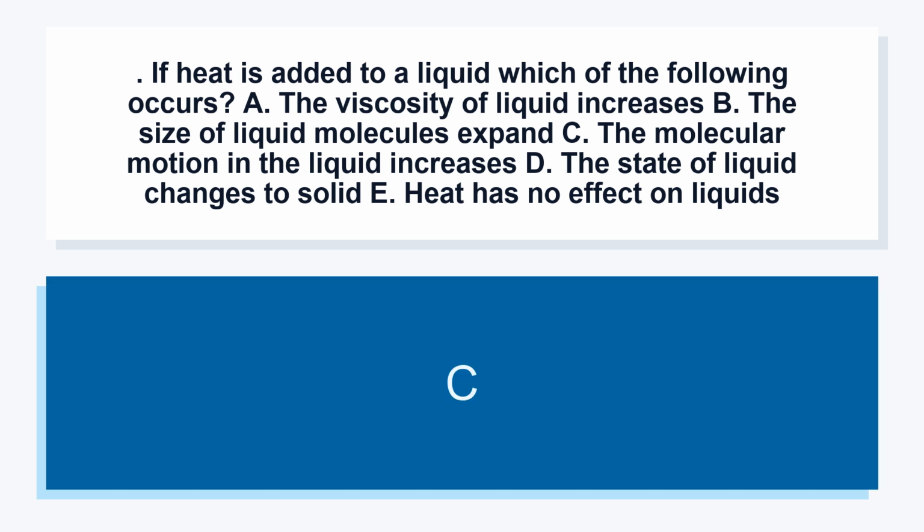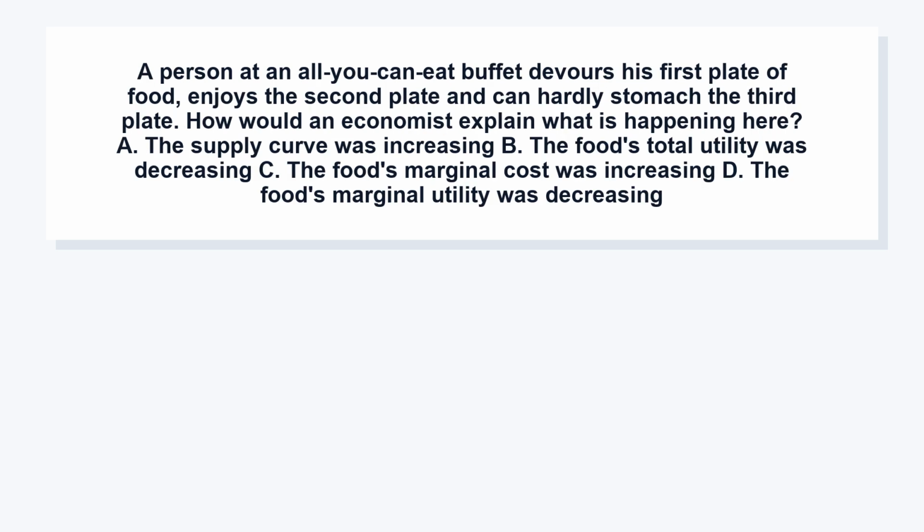C. A person at an all-you-can-eat buffet devours his first plate of food, enjoys the second plate and can hardly stomach the third plate. How would an economist explain what is happening here? A. The supply curve was increasing. B. The food's total utility was decreasing. C. The food's marginal cost was increasing. D. The food's marginal utility was decreasing.